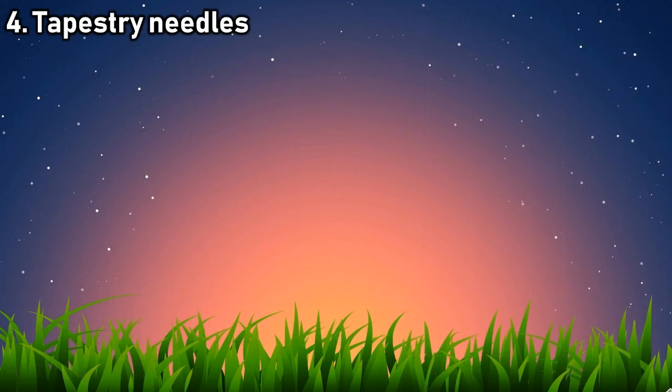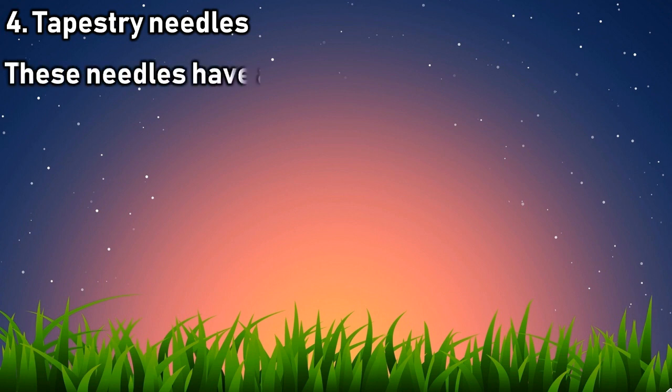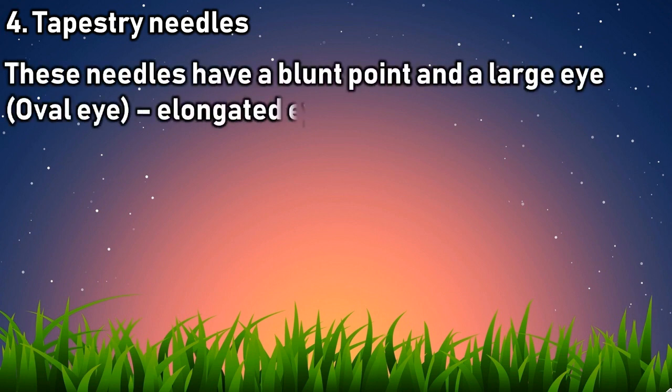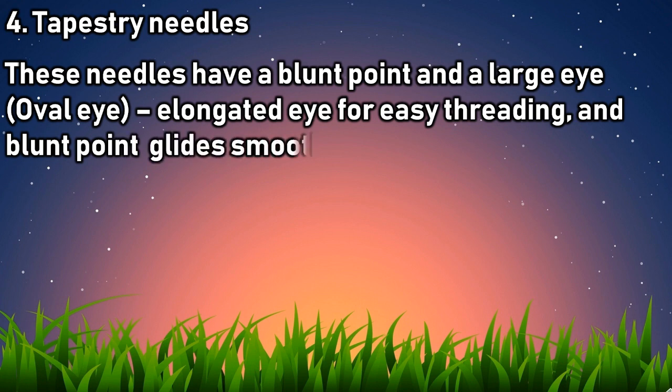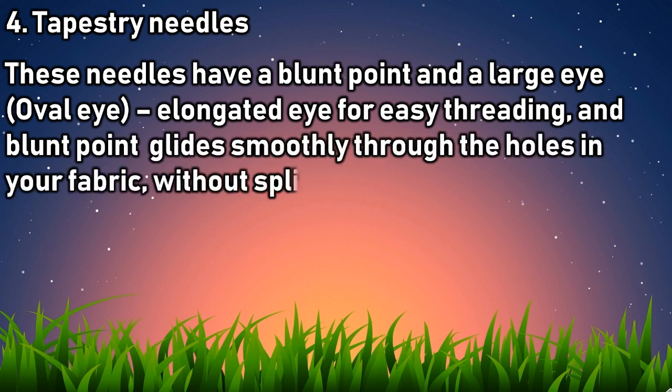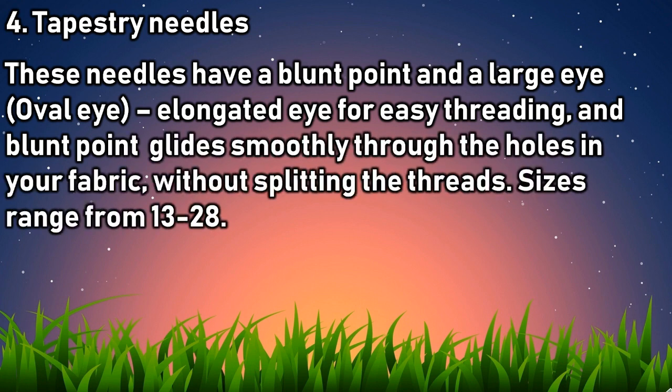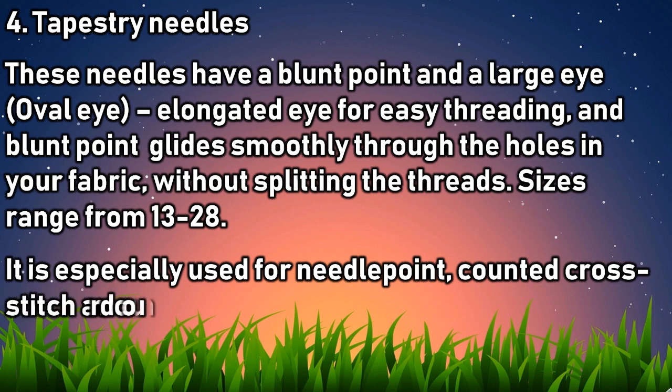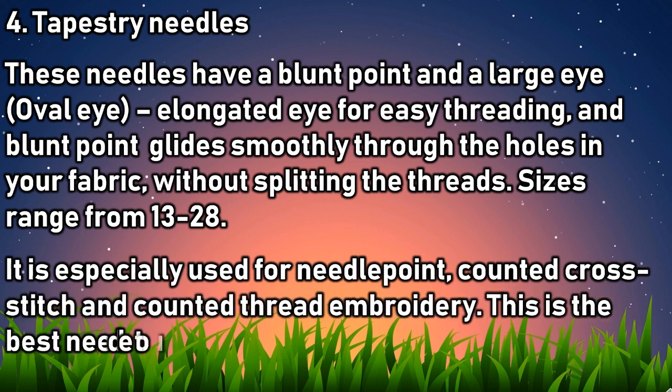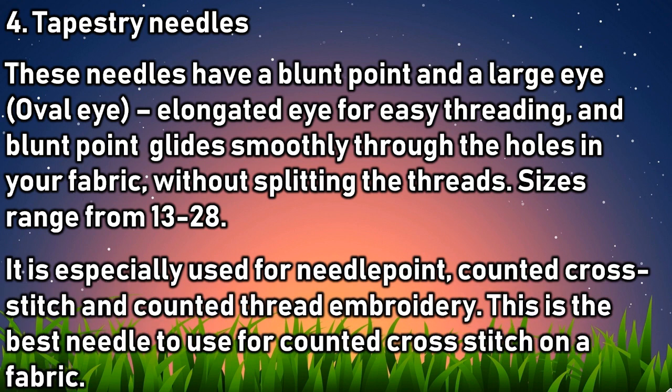Four, tapestry needles. These needles have a blunt point and a large, oval, elongated eye for easy threading, and the blunt point glides smoothly through the holes in your fabric without splitting the threads. Sizes range from 13 to 28. It is especially used for needlepoint, counted cross stitch and counted thread embroidery. This is the best needle to use for counted cross stitch on a fabric.